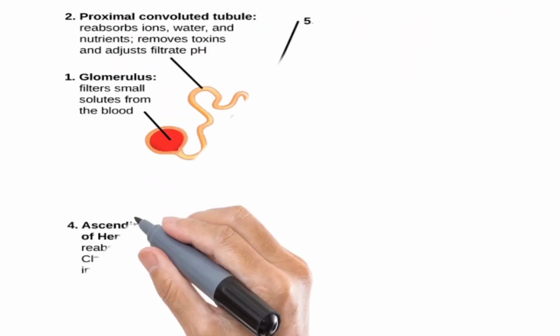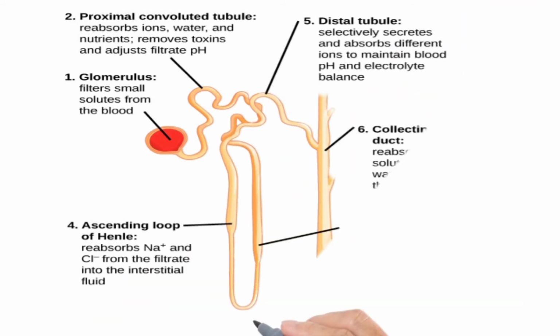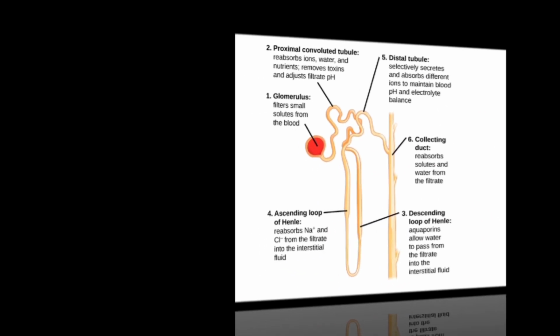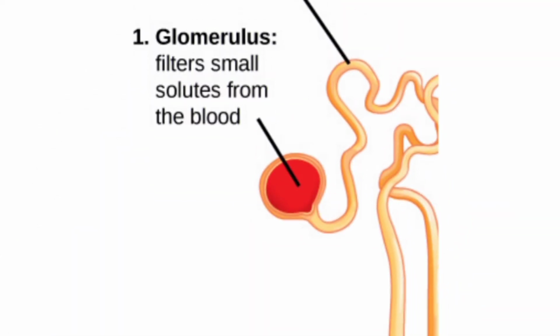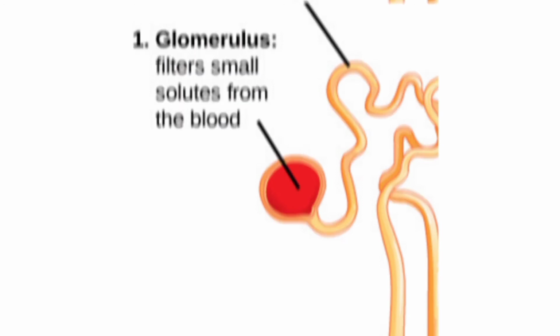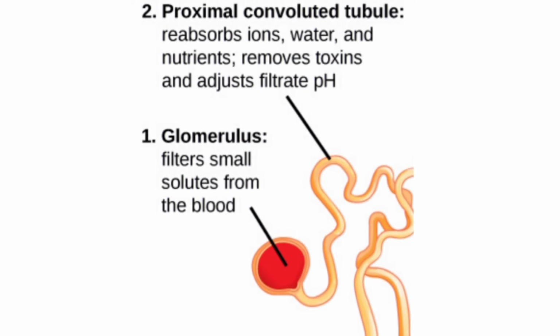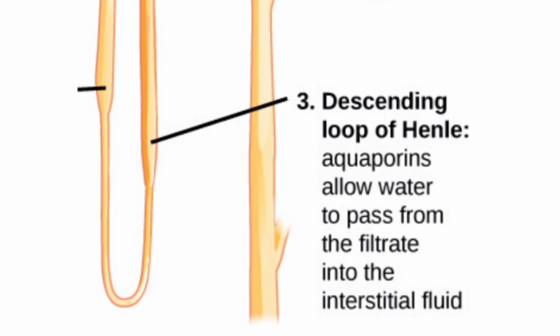Now we come to the functions of the nephron. The main function of glomerulus is to filter plasma to produce glomerular filtrate, and Bowman's capsule makes urine space to enter the proximal convoluted tubule, which reabsorbs ions, water, and nutrients, removes toxins and adjusts filtrate pH. The loop of Henle allows water to pass from filtrate into the interstitial fluid, where the water is absorbed back into the interstitium.